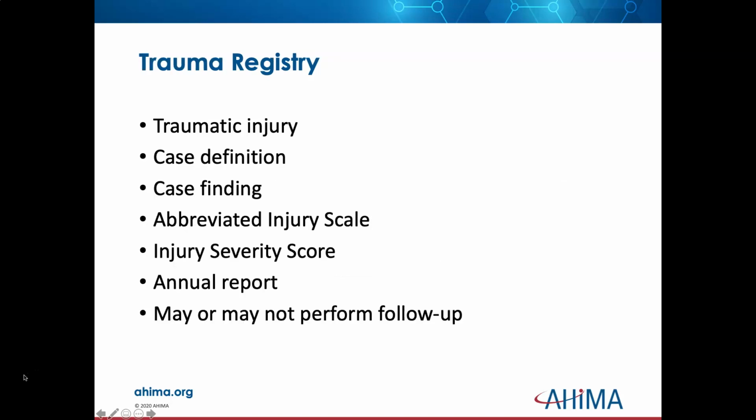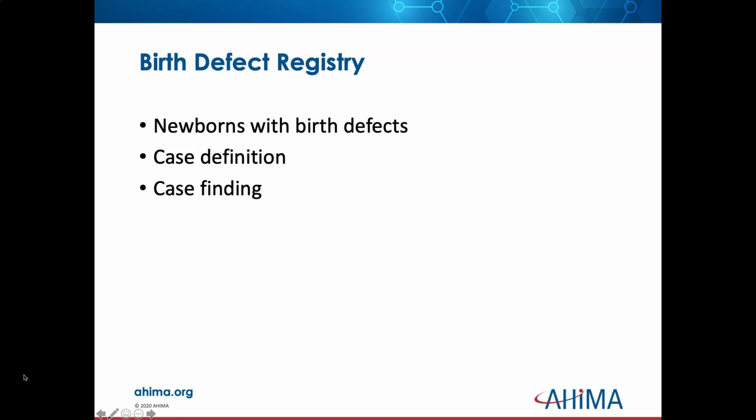Trauma registries. These involve trauma injury, case definition, case finding, abbreviated injury scale, injury severity score. They have to produce an annual report. Many or most do perform some type of follow-up. It may not be through patient death, but they do some type of follow-up. Birth defect registry looks at newborns that may have a birth defect. They have case definition and case finding, and they also usually do follow the child at least for a period of time.